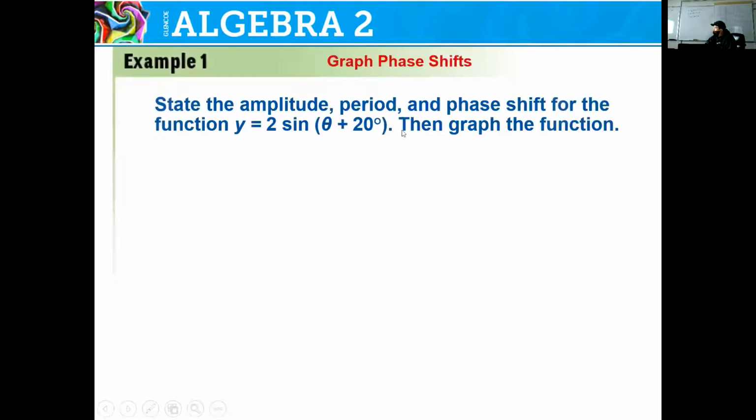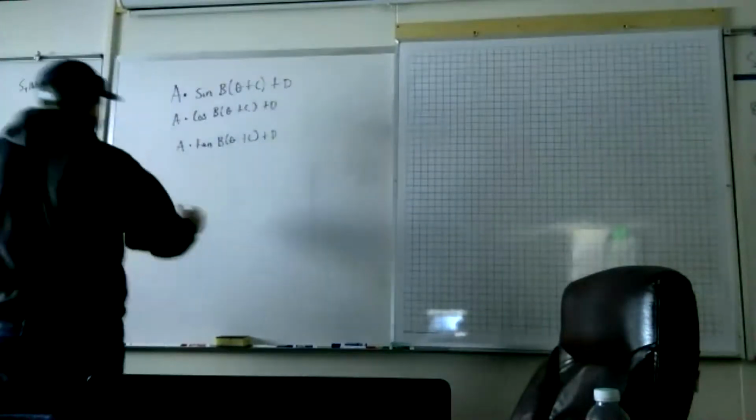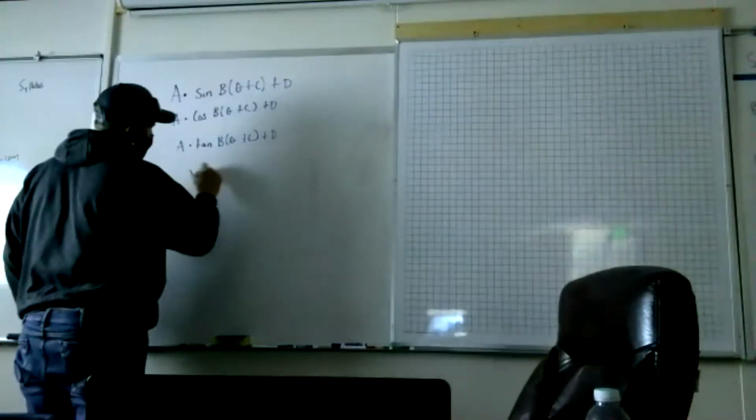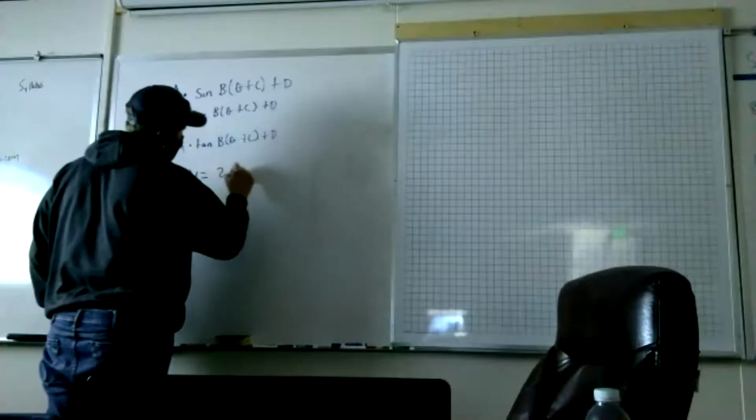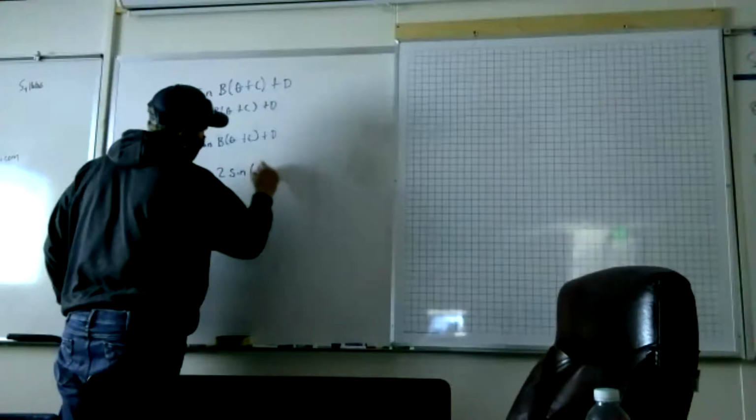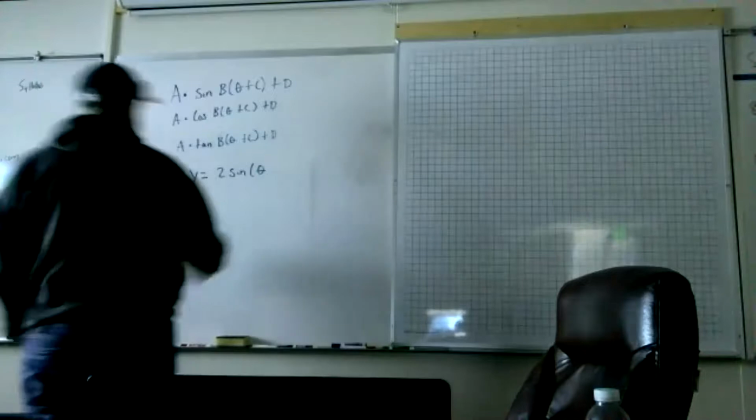Okay, so the first one. State the amplitude, period, and phase shift for the function y equals 2 sine of theta plus 20. We're still using these general formats. In this case, I have the graph y equals 2 sine of theta plus 20.